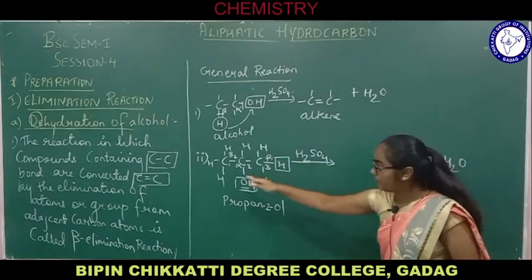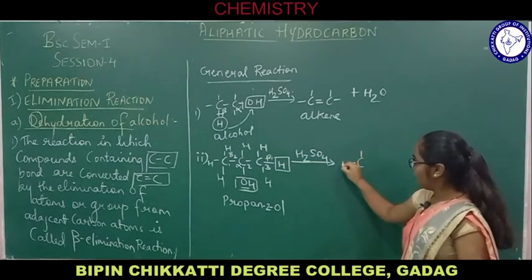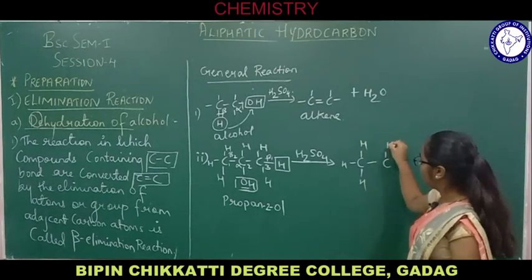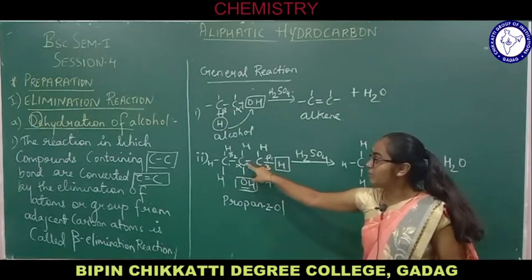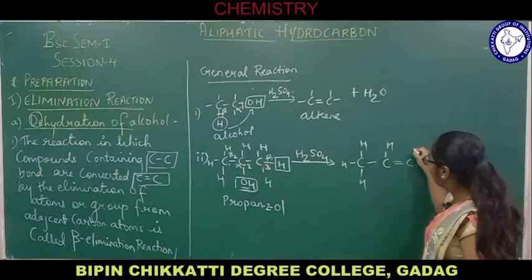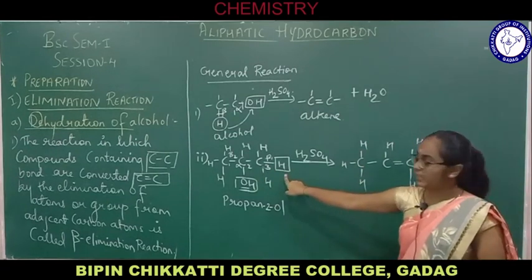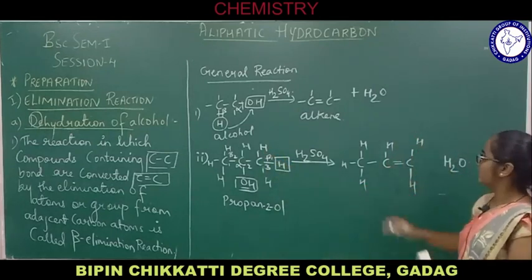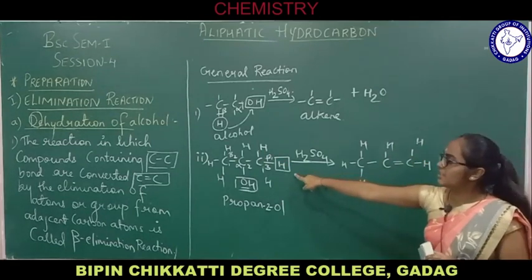Then the remaining molecule will look like this: CH3, then CH. Now this bond has broken and this bond is also broken. Then a new bond is going to form between carbon number 2 and carbon number 3, and that will be the double bond, right? Carbon number 3 will have 2 hydrogens and carbon number 2 will have 1 hydrogen, as you can see from the structure. One hydrogen has been removed over here, right?